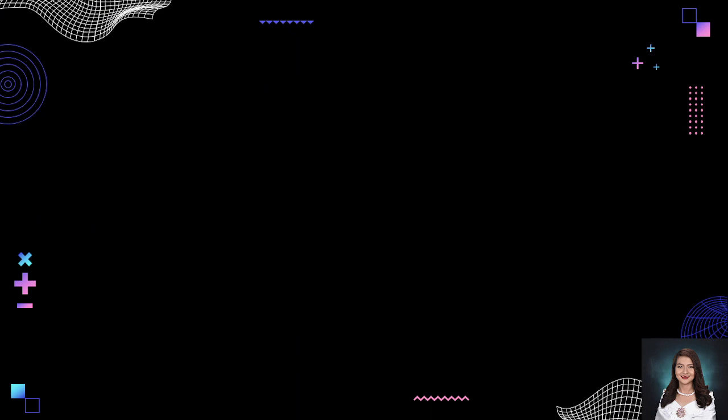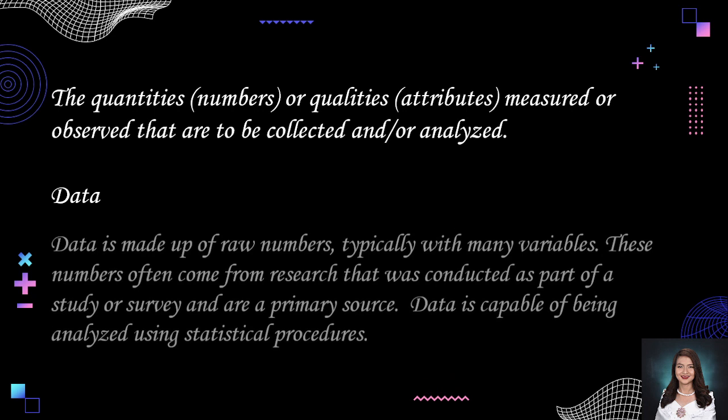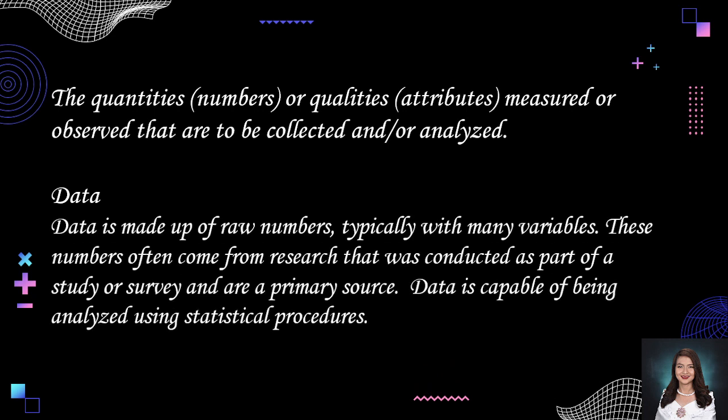Now let's proceed to the first question. The quantities or qualities measured or observed that are to be collected and or analyzed. The correct answer here is data. Data is made up of raw numbers, typically with many variables. These numbers often come from research that was conducted as part of a study or survey and a primary source. Data is capable of being analyzed using statistical procedures.